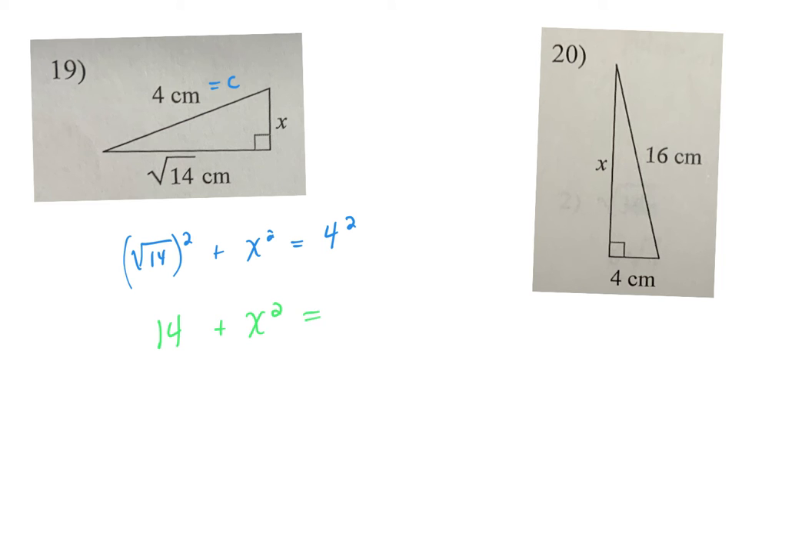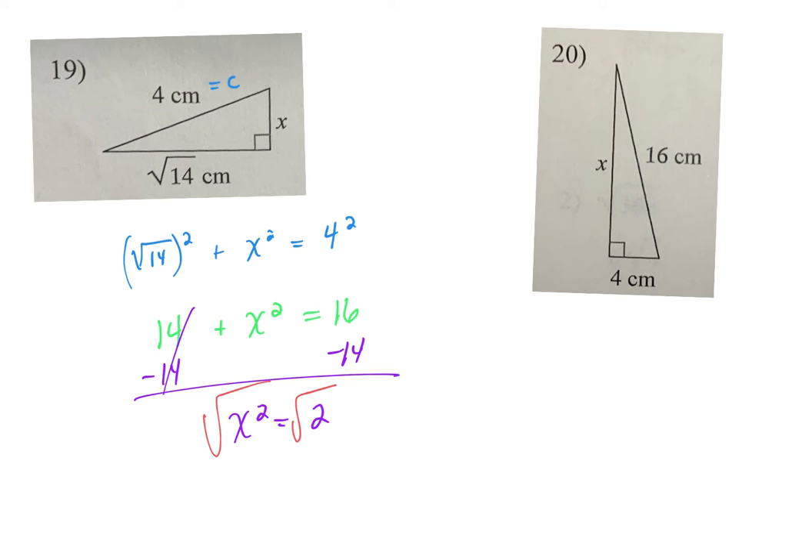What is 4 squared? 16. How do I solve this? Subtract my 14 from both sides. So I get x squared equals 2. How do I solve this? Square root of both sides, right? Now, on our last chapter, you would tell me positive or negative root of 2. I am talking about the length of something. The length of something cannot be negative. It is always a positive number for the length. So the x is just going to equal the square root of 2.